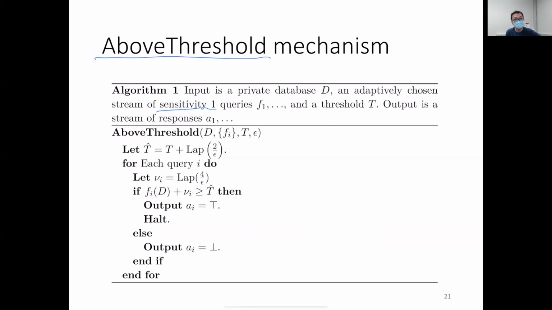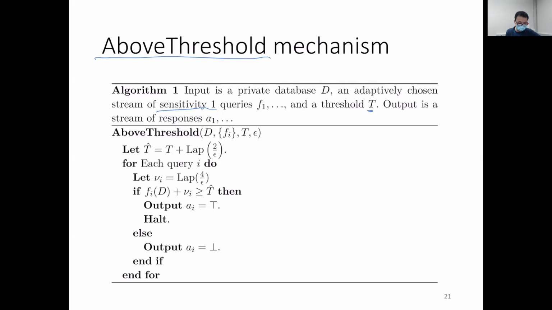Let's say that the user gives you a particular threshold T to decide whether the answer to these queries will be interesting or not. Anything that is larger than this threshold is interesting. I'd want to label them, and anything that is smaller than this threshold, I find them to be not so interesting. Okay, and the output is a sequence of responses, a sequence of bit vectors.